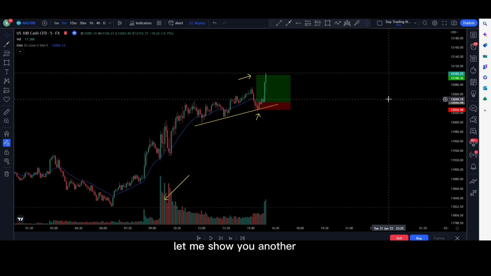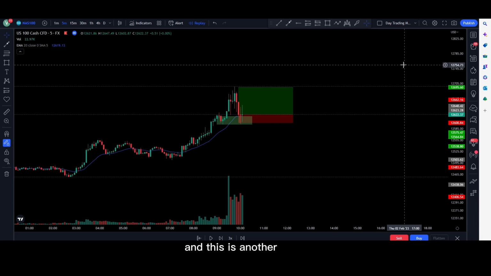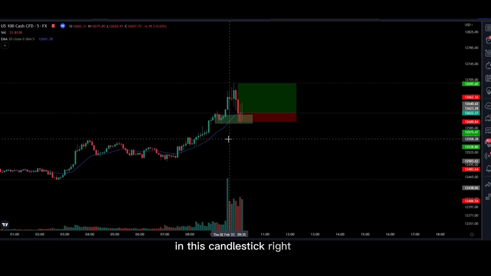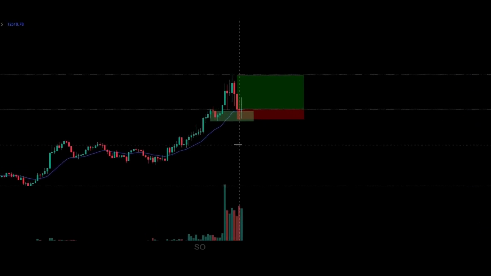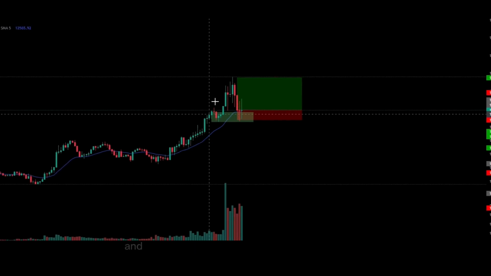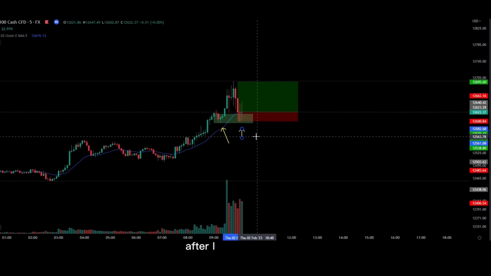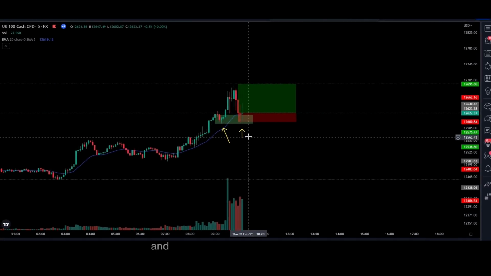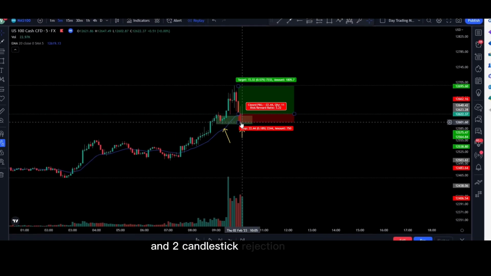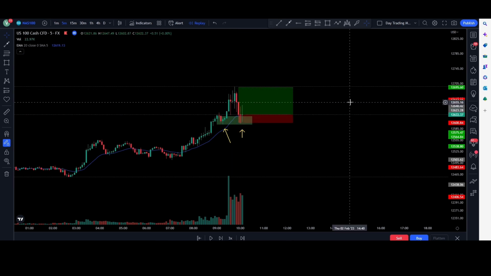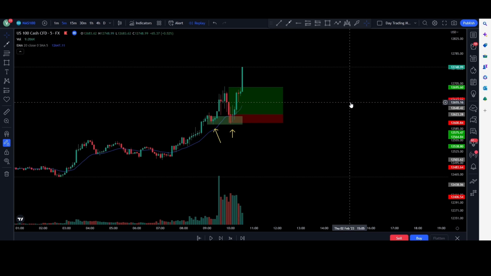Let me show you another one. And this is another trade. So the market opened at 9:30 in this candlestick right here. You can see this high volume right there. The market is in an uptrend and then pulls back to the support area right here. After I see this pullback and two-candlestick rejection right there, that's where I open my trade, and my target is this high right here. Nice, easy, simple trade.